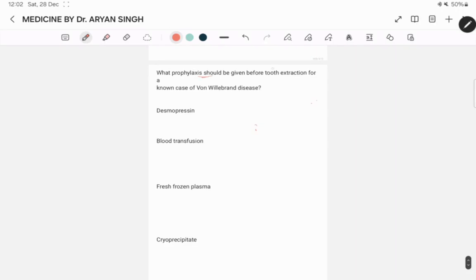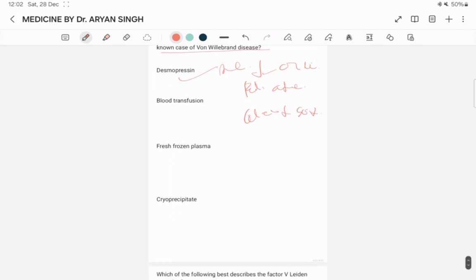What prophylaxis should be given before tooth extraction for a known case of von Willebrand disease? Desmopressin. In von Willebrand disease, there is a decreased or non-functional von Willebrand factor, reducing platelet adhesion. Consequently, patients with the disorder have an increased risk of bleeding during surgical procedures. Desmopressin increases the release of von Willebrand factor from the endothelial cells. It is used for prophylaxis in von Willebrand disease.